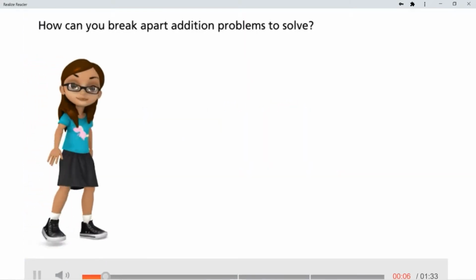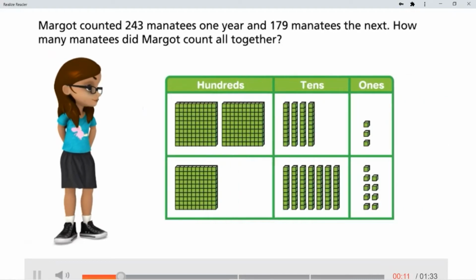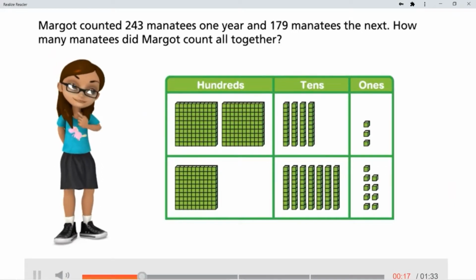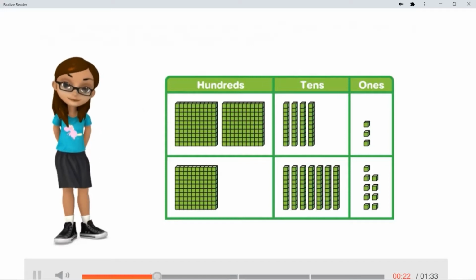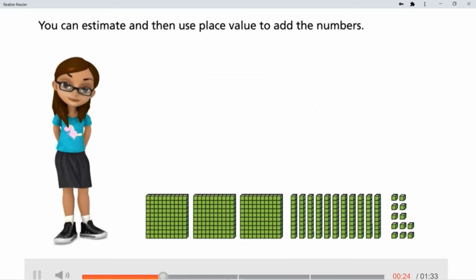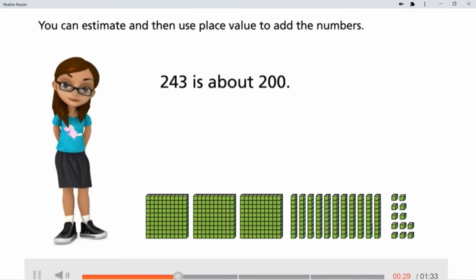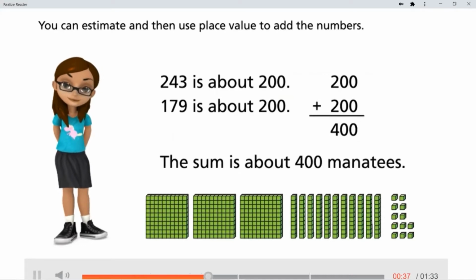How can you break apart addition problems to solve? Margot counted 243 manatees one year and 179 manatees the next. How many manatees did Margot count altogether? You can estimate and then use place value to add the numbers. 243 is about 200. 179 is about 200. The sum is about 400 manatees.